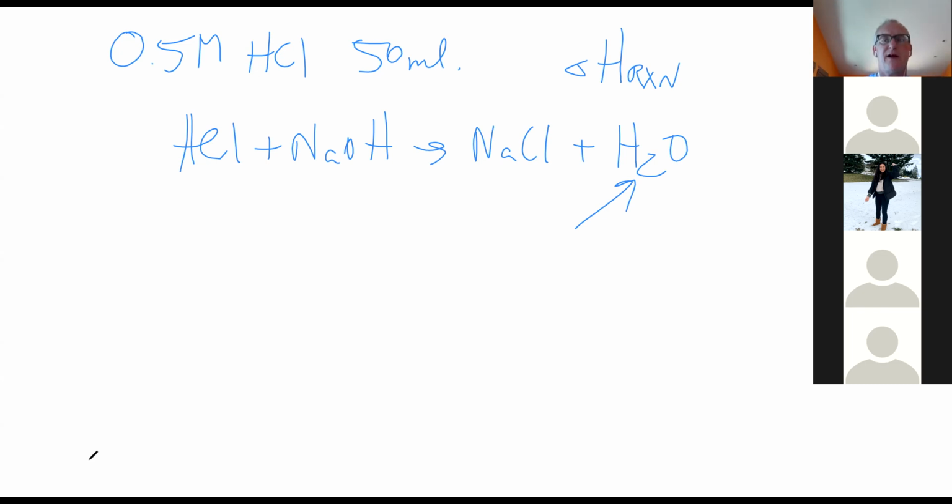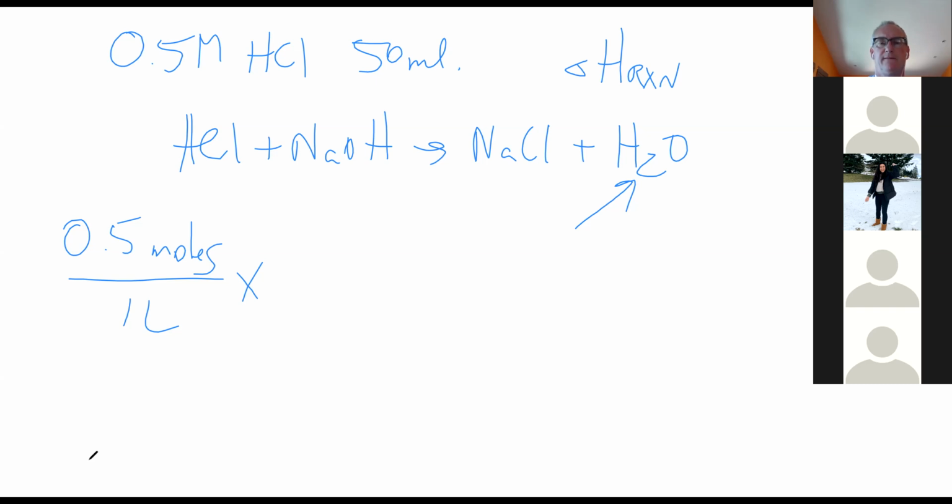So what's going to be our moles of HCl? How are we going to figure that out? From the molarity? Mm-hmm. So my molarity, what is that equal to? Mole over liter? Right, so it's 0.5 moles over 1 liter. So what do I multiply that by? 1,000 because ml. Why am I multiplying it by 1,000? I didn't use 1,000 liters. I have 50 ml.